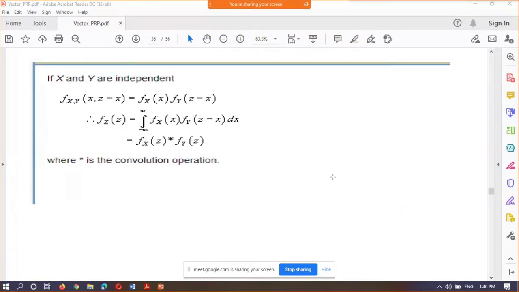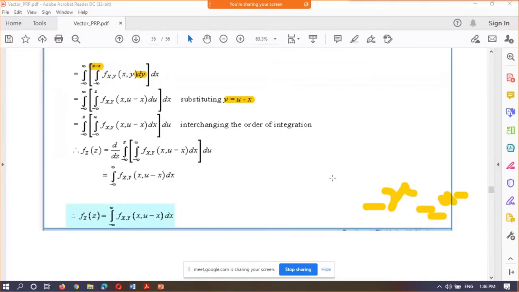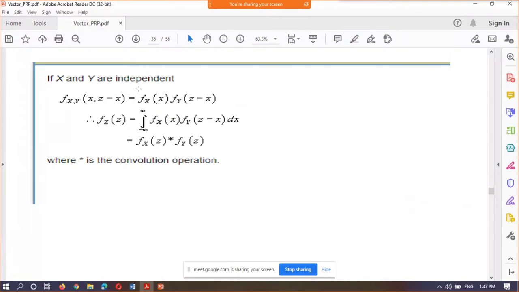And if x and y are independent, then it's easy, because it can be written as the product of these two: f_X(x) times f_Y(u minus x). So f_X(x) f_Y(z minus x), and you are integrating with respect to x.